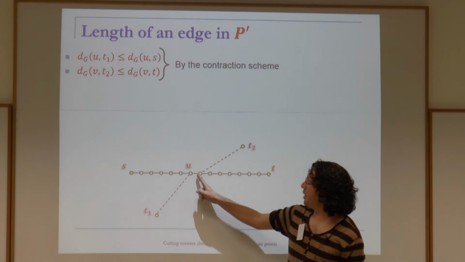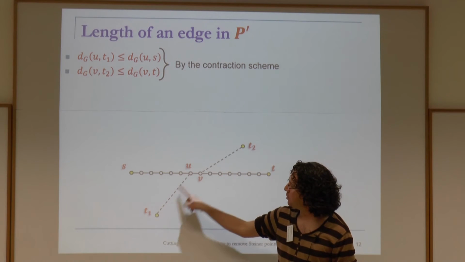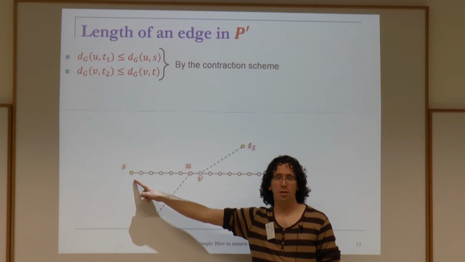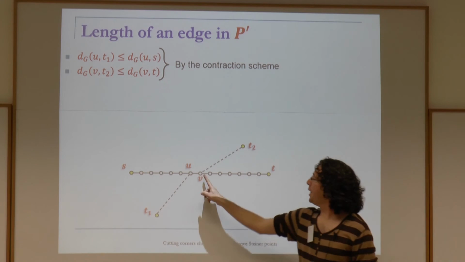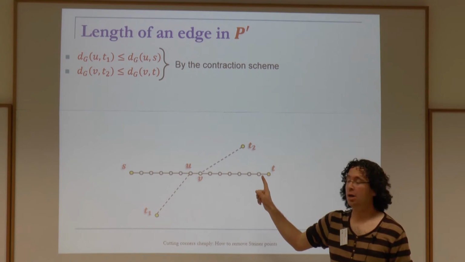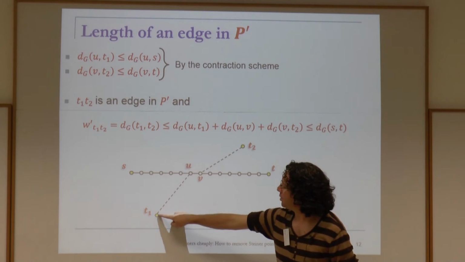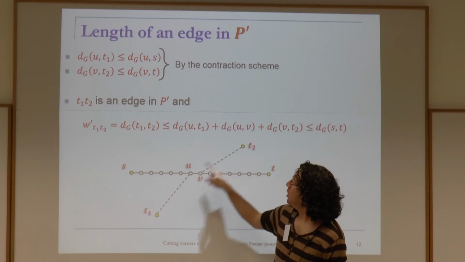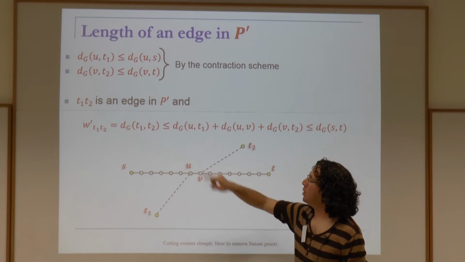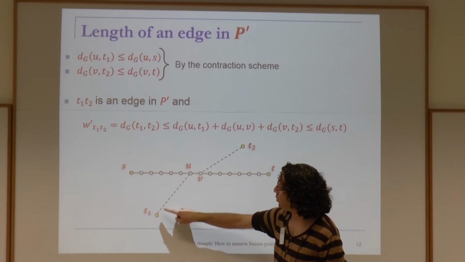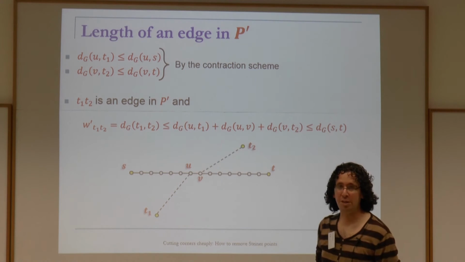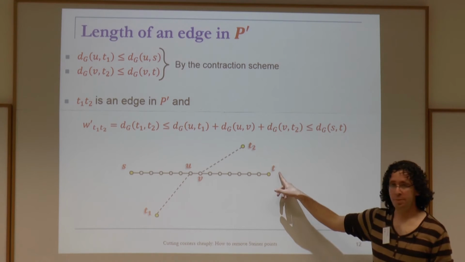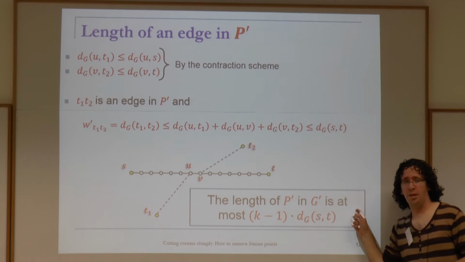Okay, so what can we say about these distances? The distance between U and T1 is at most the distance between U and S, right? Because otherwise U would be contracted here, and again here. So the weight of this edge is not more than the distance between T1 and T2. It is exactly the distance between T1 and T2, by the way we define W prime. And this is not more than the sum of these distances, which is at most the length of this path. So therefore, we got an upper bound of k-1.